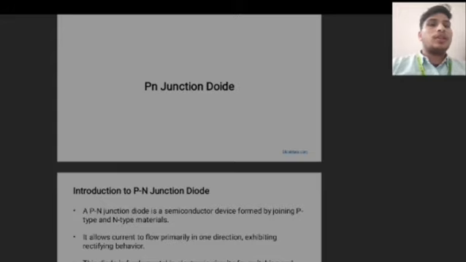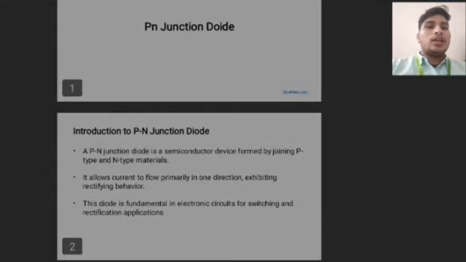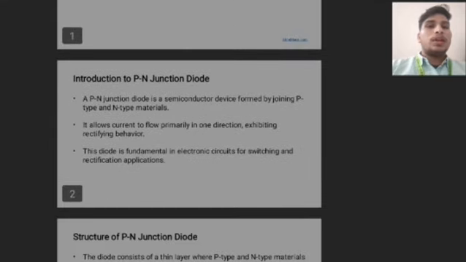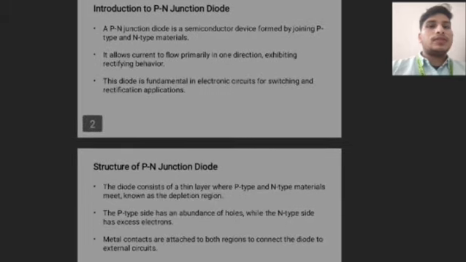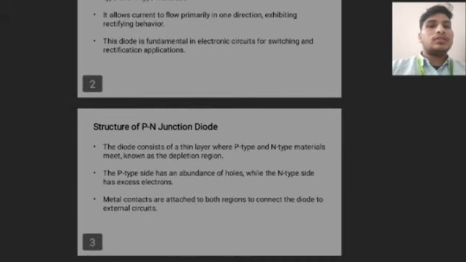Today we discuss the topic: PN junction diode. Introduction to PN junction diode. A PN junction diode is a semiconductor device formed by joining P-type and N-type materials. It allows current to flow primarily in one direction, exhibiting rectification behavior. This diode is fundamental in electronic circuits for switching and rectification applications.